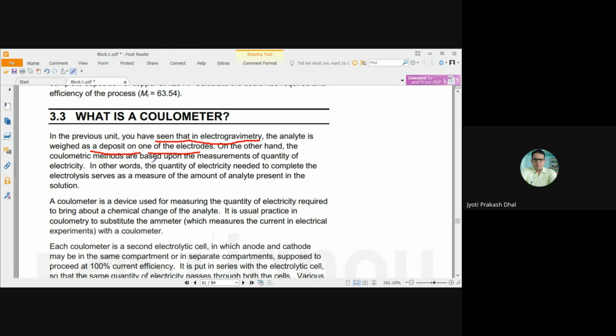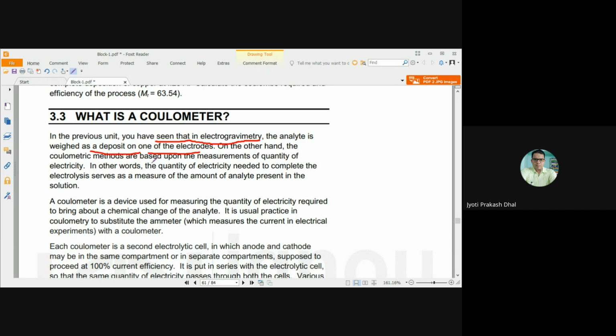In the electrogravimetric method, we discussed in the previous unit that the analyte will be weighed. So you have to take the weight of the amount of the substance deposited at one of the electrodes. That was the method of electrogravimetry.